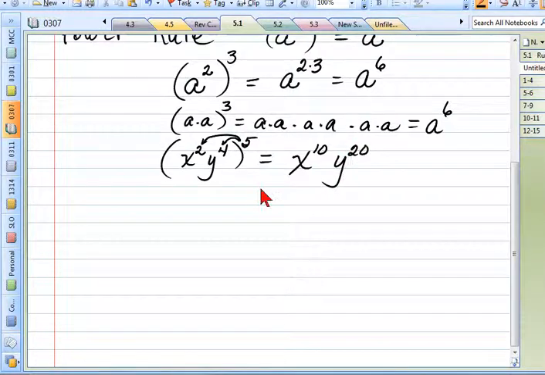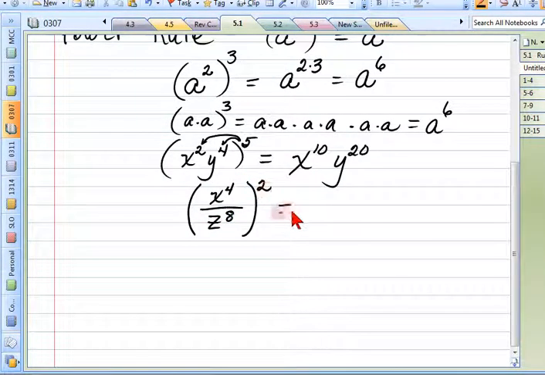4 times 5. Okay? If I have a fraction or a quotient, let's suppose I have x to the 4th over z to the 8th raised to the 2nd power.